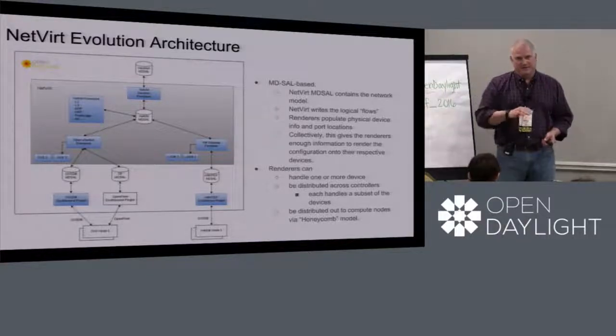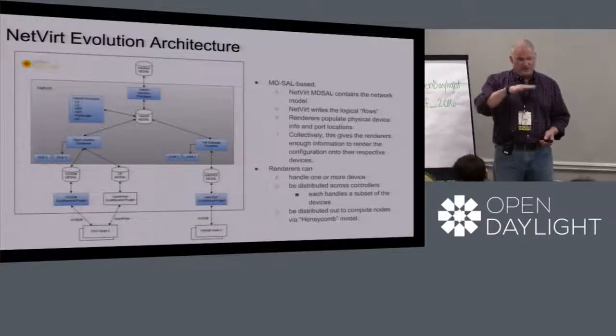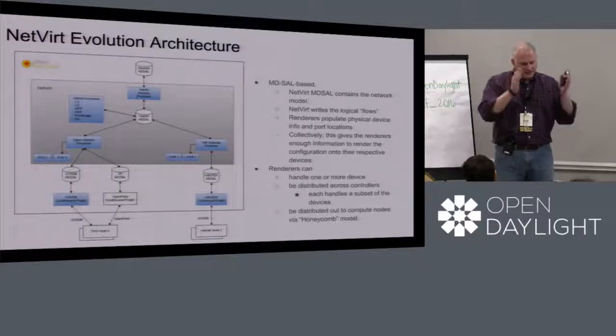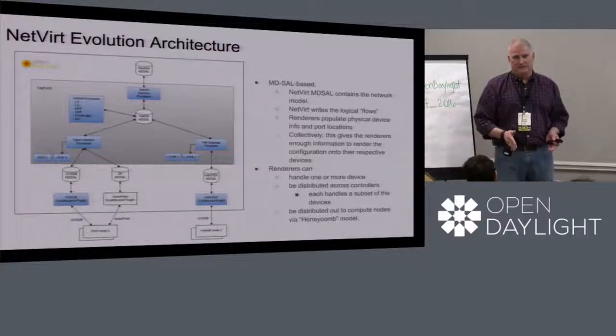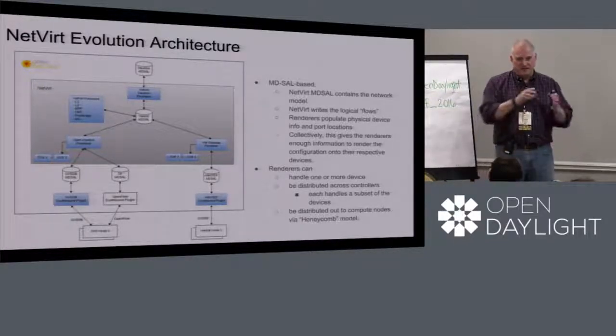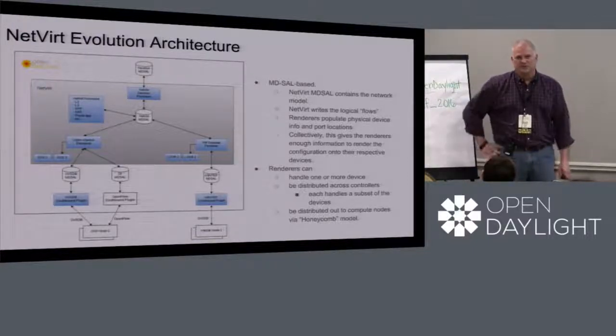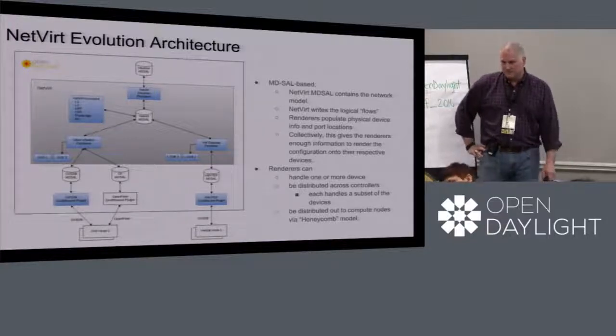Yang and talk over NETCONF down to the agent, which could then actually program the flows. So you might download basically a forwarding table over to the Honeycomb agent, and then the Honeycomb agent would take that forwarding table and translate that into OpenFlow rules. Basically, this renderer then will be called the Honeycomb agent.